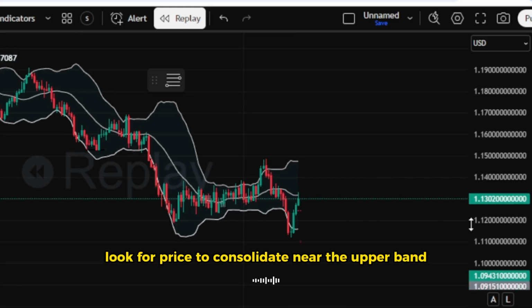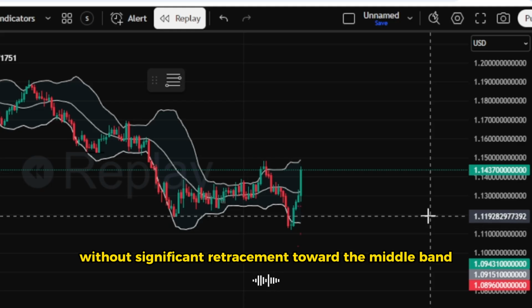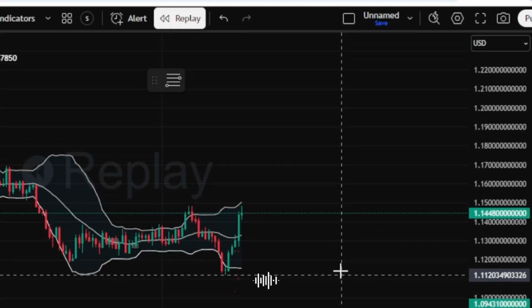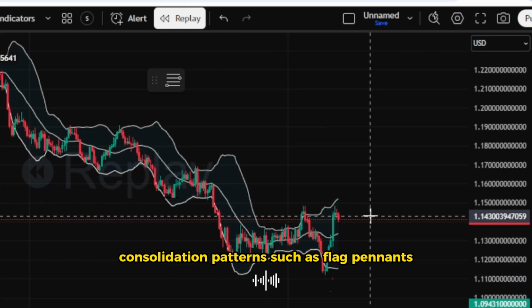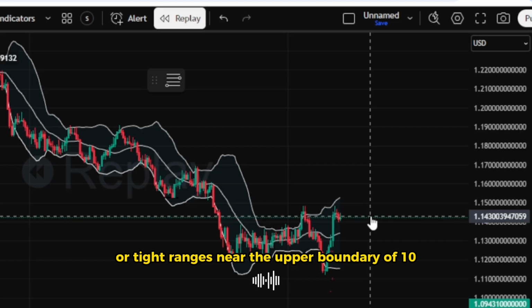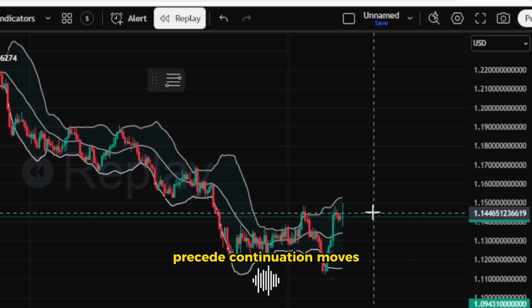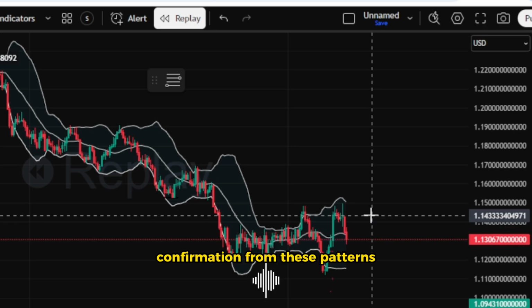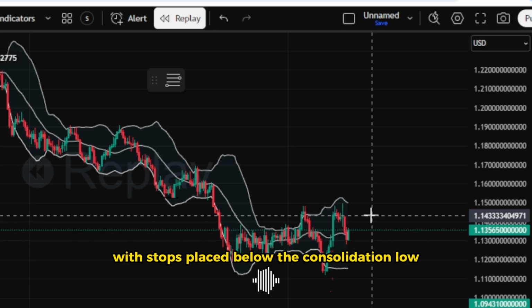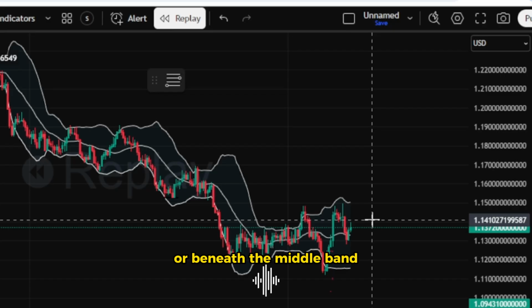In an uptrend, look for price to consolidate near the upper band without significant retracement toward the middle band. Consolidation patterns such as flags, pennants, or tight ranges near the upper boundary often precede continuation moves. Entries are taken on breakout confirmation from these patterns, with stops placed below the consolidation low or beneath the middle band.